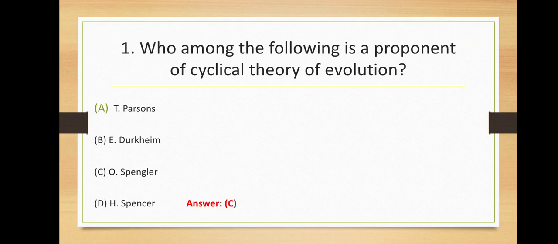Who among the following is a proponent of cyclical theory of evolution? Here the options are given. Option A, Talcott Parsons. Option B, Emile Durkheim. Option C, O. Spengler. Option D, H. Spencer. Here the right answer is option C, O. Spengler.